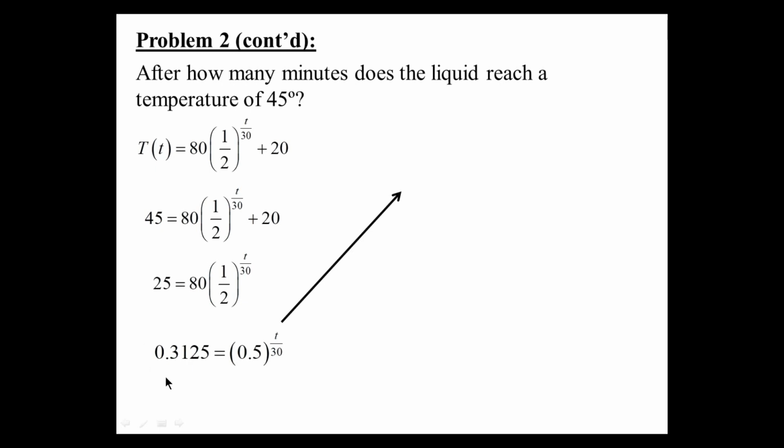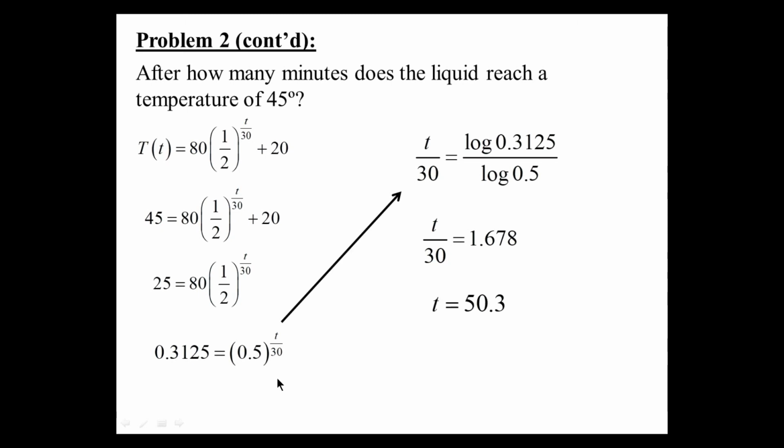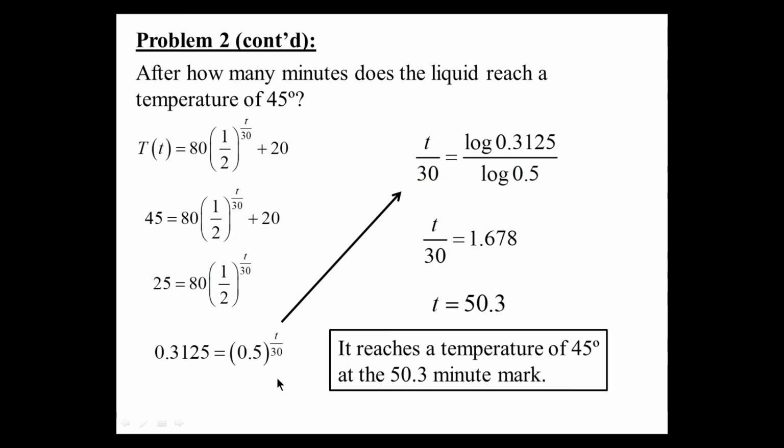This is our form. It's our form for log over log. So the exponent, whatever it is, log of this number over log of that number. Now the exponent is t over 30, not t. And so the calculator will give us this right-hand side as a decimal, multiply that right-hand side by 30, and we have t equals 50.3, and we've answered the question. After how many minutes of cooling does that liquid reach that temperature, 45 degrees? It takes 50.3 minutes.